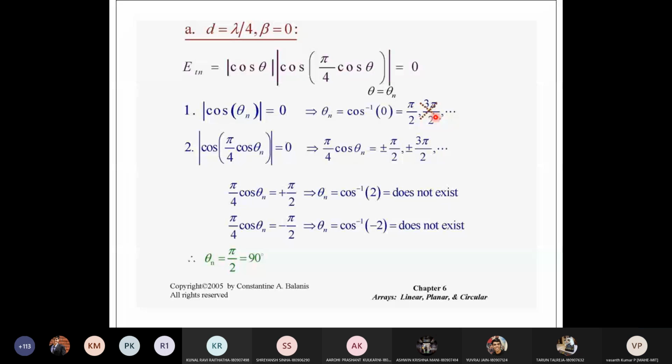Hello? Hello? Hello, why is 3 pi by 2 not possible?